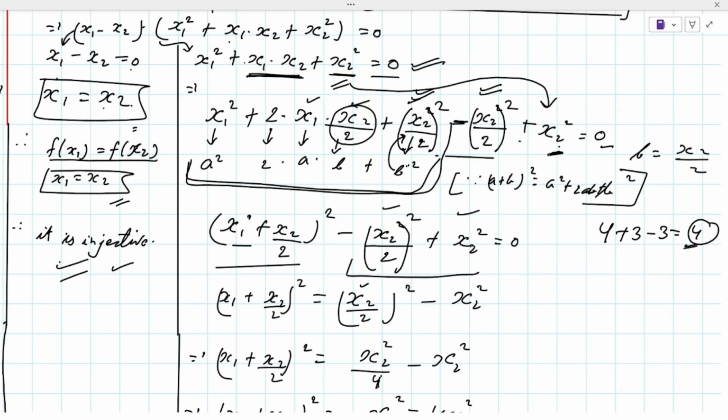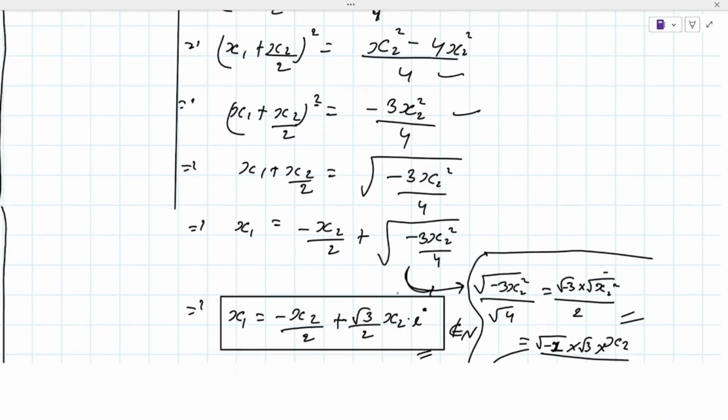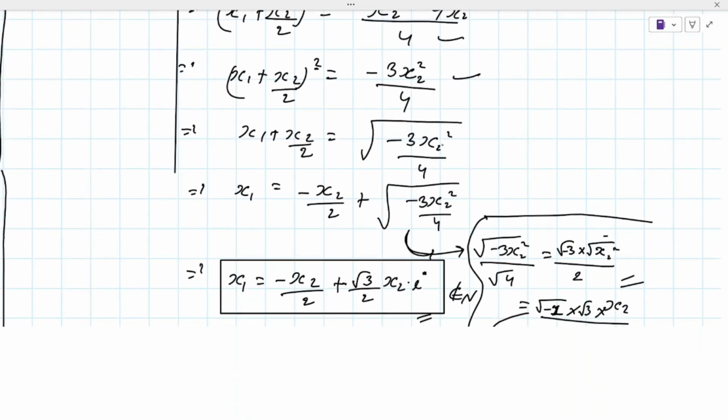Now I take these 2 terms to the right side, so it will be minus x2 by 2 whole square minus x2 square, है ना. Now I open the bracket, so it will be x2 square by 4 minus x2 square. After that I take the LCM and then solve it, okay? Then this square I take to the right side, so it will become root under minus 3 x2 square by 4.